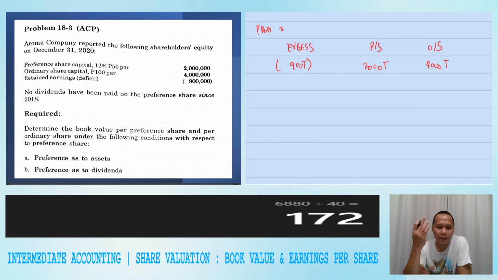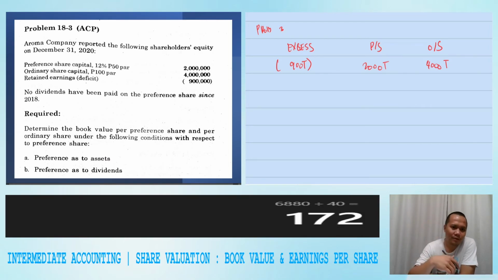Pero pag preferred as to dividends lang, if negative yung retained earnings, like for this example, kahit pa cumulative yan siya, walang dividends. Because for the primary reason na in substance, if there is a negative retained earnings, we cannot declare dividends. See the difference? No?